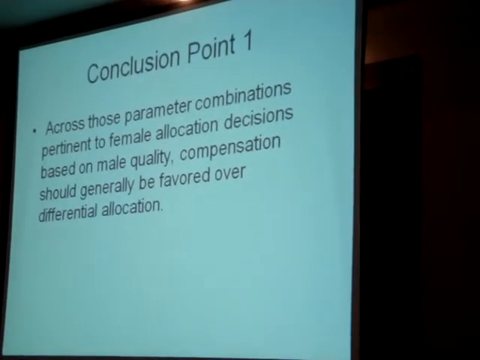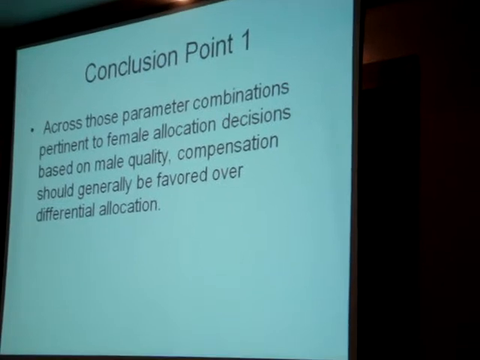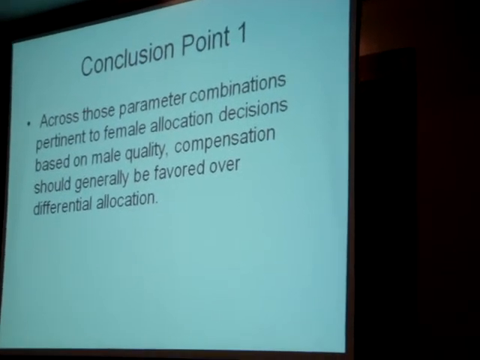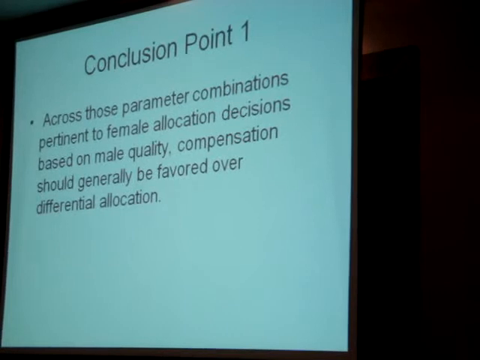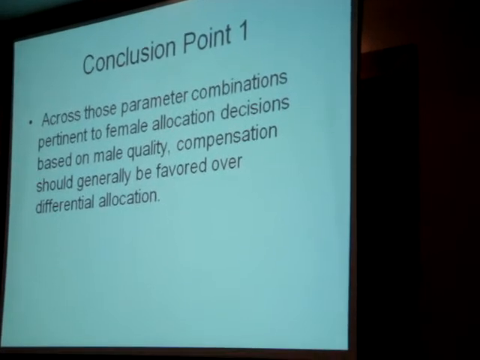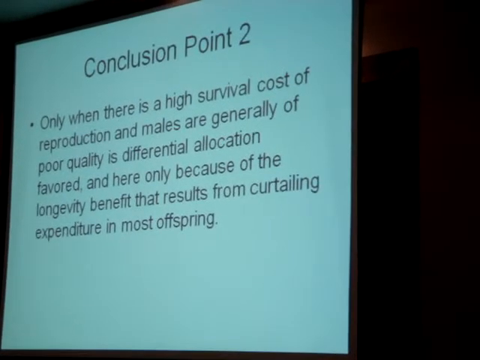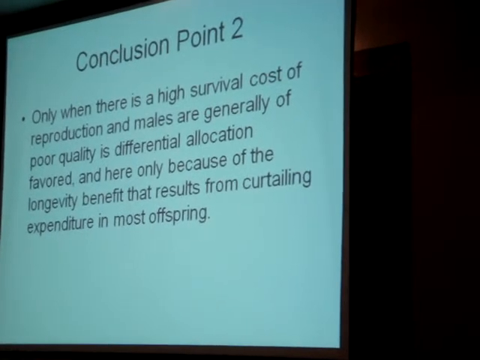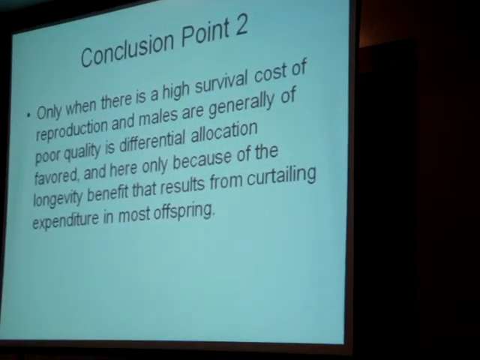So we concluded that across these parameter combinations that are really pertinent to female allocation decisions, compensation should generally be favored over differential allocation, and only when there's a high survival cost of reproduction and males of generally poor quality do we expect differential allocation to win.